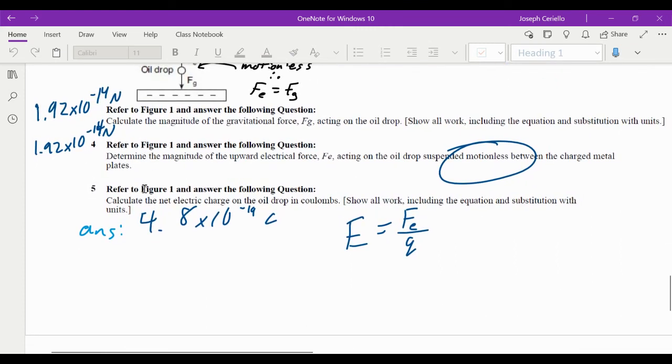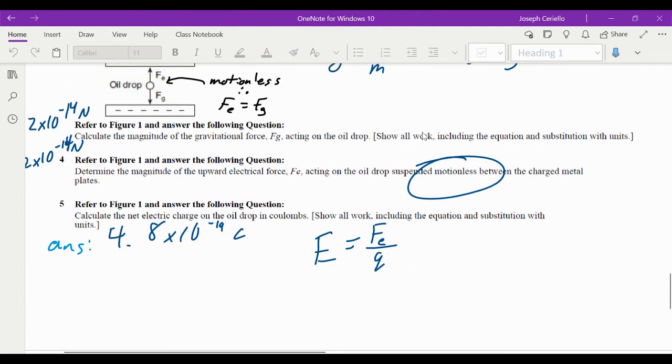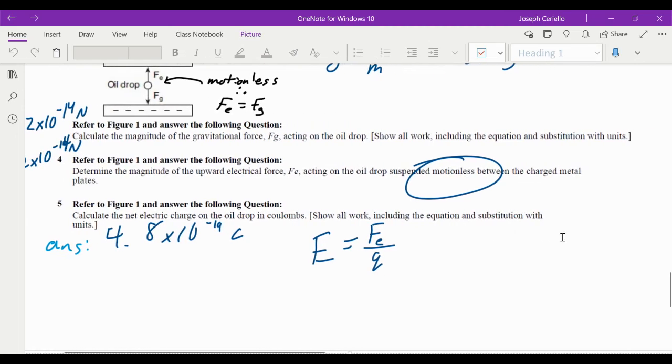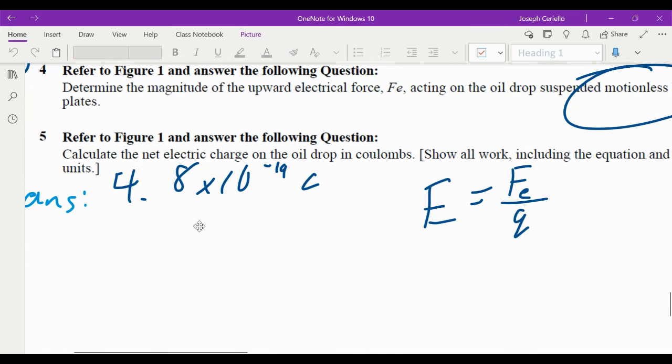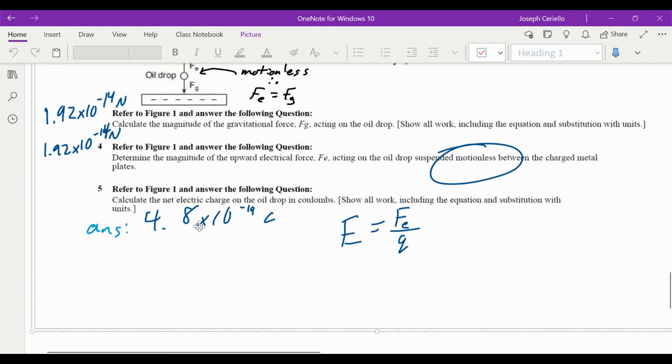The last one here says, what is the net charge on the oil drop? Well, you know E. E is given to you right here. 4 times 10 to the 4th newtons per coulomb. It's given to you. Fe, you just got in the previous one. Solve for Q. As easy as that. Just make sure you work through the math though and get a Q value of 4.8 times 10 to the negative 19 coulombs. You definitely have to work on this in your scientific calculator. That's where most people make errors.